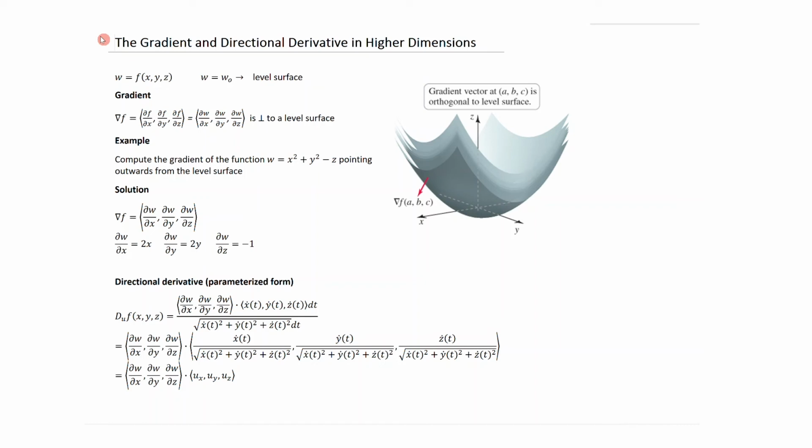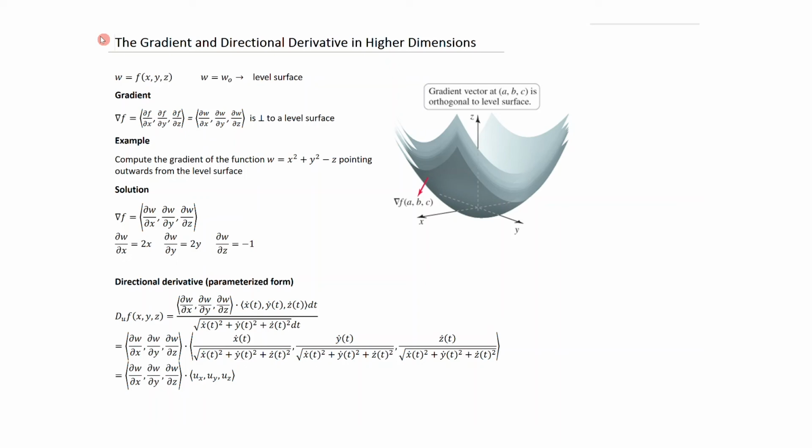All right, so now we'd like to extend the notion of the gradient and directional derivative into higher dimensions. We'll consider the case of three variables, where w is a function of x, y, and z. If we hold w at some fixed value, then effectively what we'd be graphing is a level surface. The gradient in this case will have three components: dw dx, dw dy, and dw dz. As will be shown in the next slide, the gradient is perpendicular to a level surface.